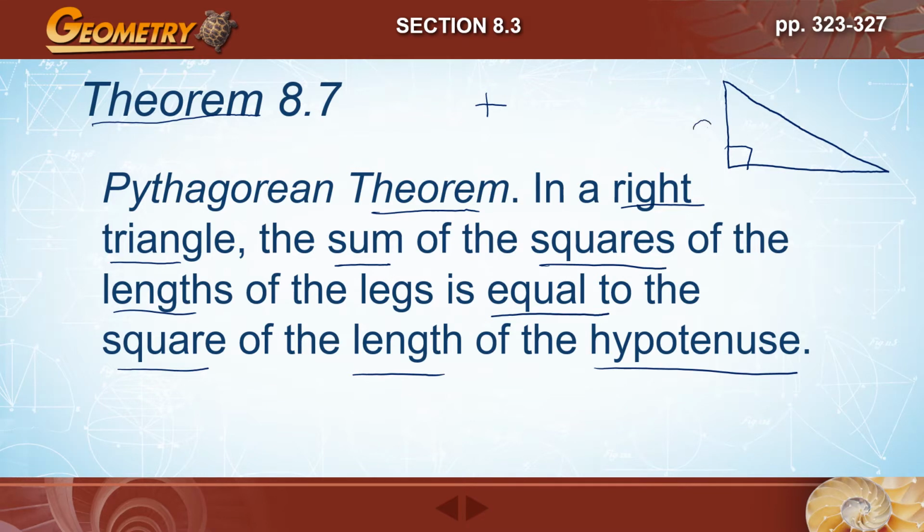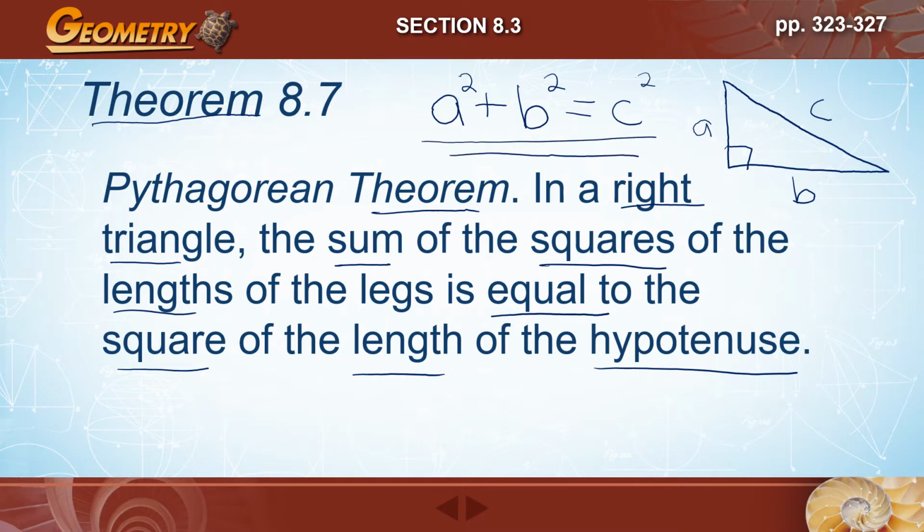Let's call this leg A and we'll call this leg B. So we're taking the sum of the squares of the legs. We're going to square one leg and add it to the square of the other leg, which is equal to the square of the length of the hypotenuse. We'll call the hypotenuse C. And that's where we get a squared plus b squared equals c squared.